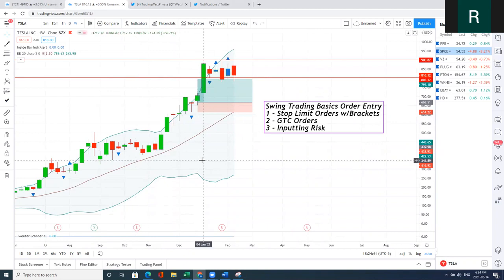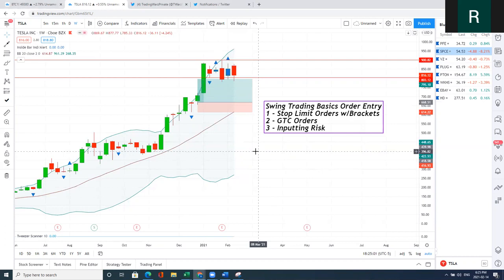All right. So first thing we have to do is understand that when we're trading in our brokers, all brokers have various different types of orders. We want to use a stop limit order with a bracket. Okay. That's how we take swing trades, and they must be good till cancel. Because we want to put the order in ahead of time.